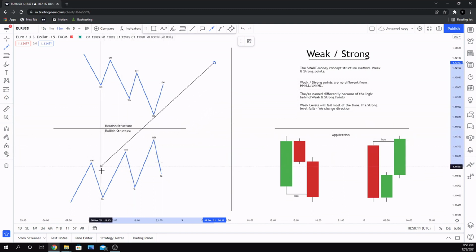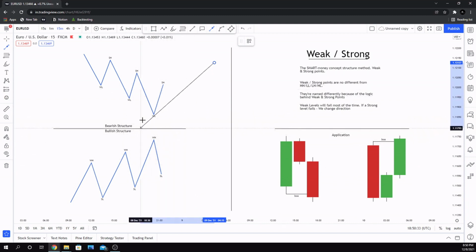Going on to the bullish side of things, a strong low can only be formed when we take out a weak high. So when this weak high gets ran, then we can confirm that this strong low is confirmed. Again, on this weak high, we can confirm that this strong low is confirmed as soon as we run this weak high, and so we continue onwards.